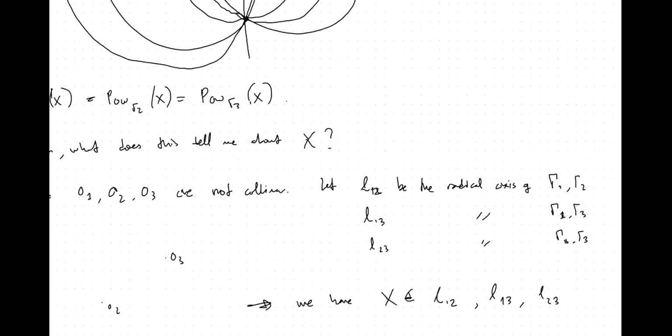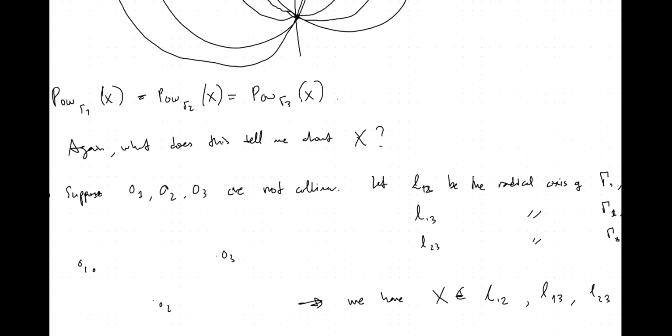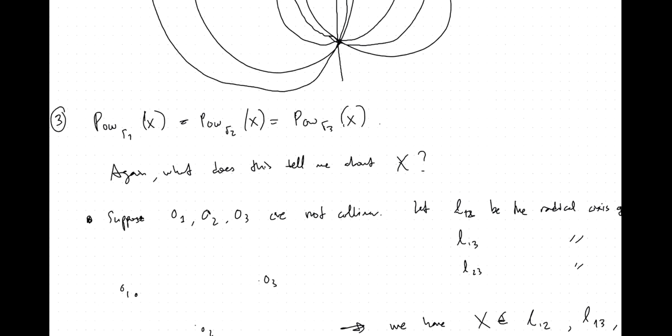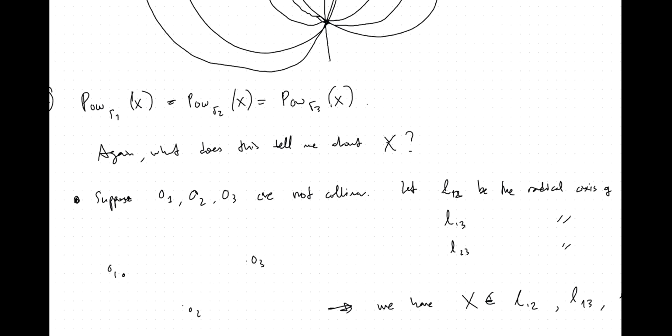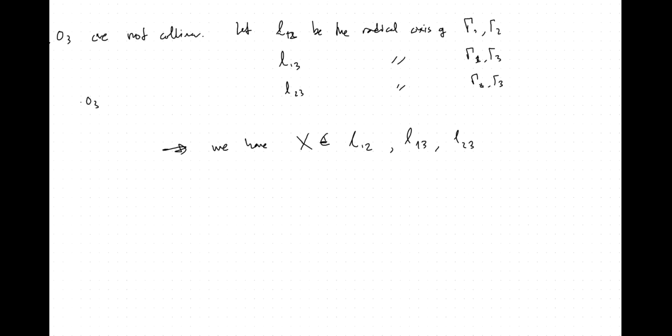When two of these are satisfied, the third is automatically satisfied. Because when X is on L12 and L13, we have this equality and this equality, so the third equality just comes by itself. This is the important thing. When two of these are satisfied, the third is satisfied.